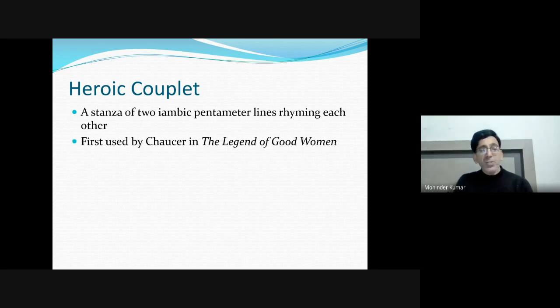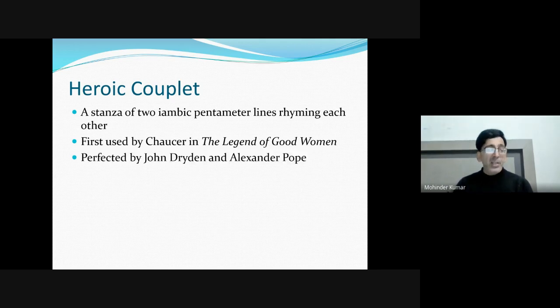And it was first used by Geoffrey Chaucer, because Geoffrey Chaucer invented rhyme royal in his poem Troilus and Criseyde. So, heroic couplet was first of all used by Geoffrey Chaucer in his poem The Legend of Good Women. Mein usne isko use kiya tha. Then later on, heroic couplet was made complete, was made perfect by two writers belonging to the neoclassical period, John Dryden and Alexander Pope.